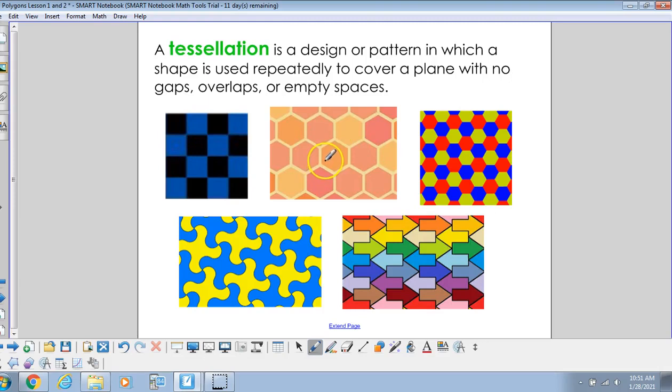Here's an example of some hexagons. Here's another example of some hexagons. These figures down here are not regular polygons. This one over here on the left is not even a polygon because it's got curved sides, but this shape is being repeated over and over. That's a tessellation. This one right here is very interesting because it's got arrows pointing in both directions, but the space is being filled completely with just that same shape over and over, so it's a tessellation.